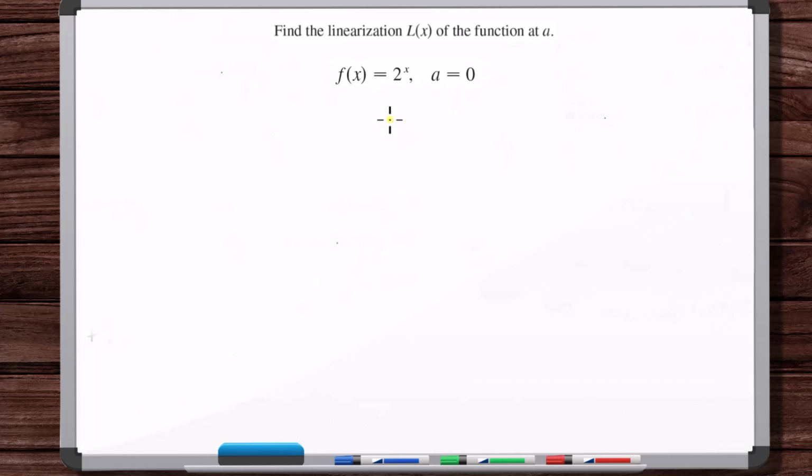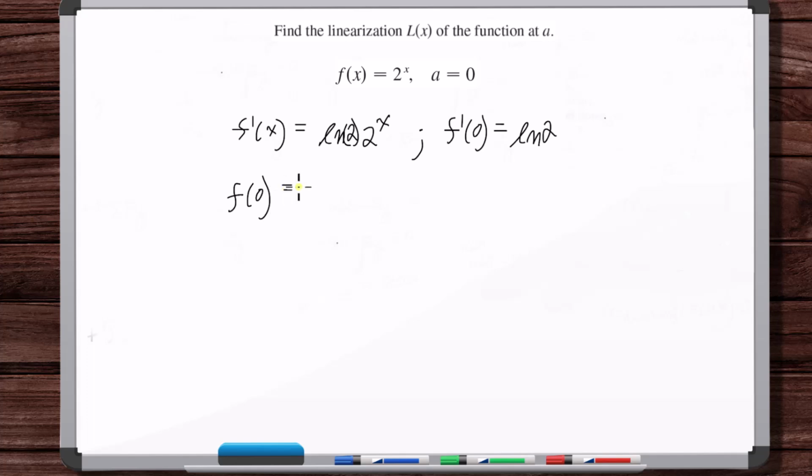That's it. Okay, same problem, but now our f of x is 2 to the x power. What is f prime of x? d/dx of 2 to the x. How do we take the derivative of an exponential? That's going to be natural log of 2 times 2 to the x. Okay, so what is f prime of 0? 2 to the 0 is 1, so natural log of 2. All right, what is f of 0? 2 to the 0 is 1.